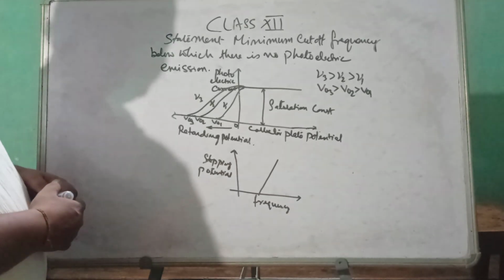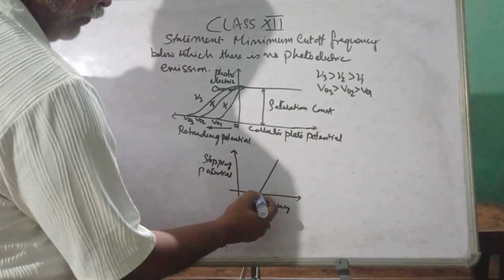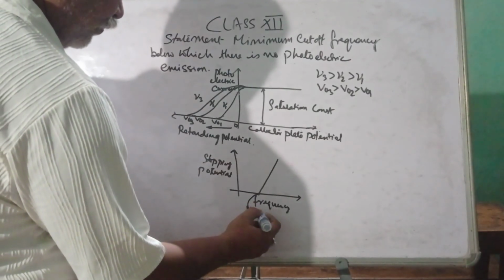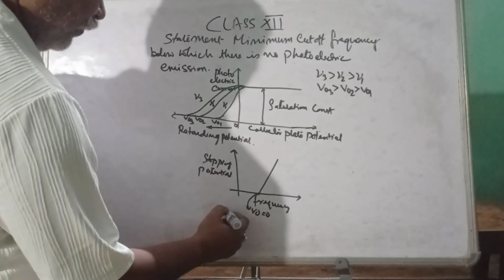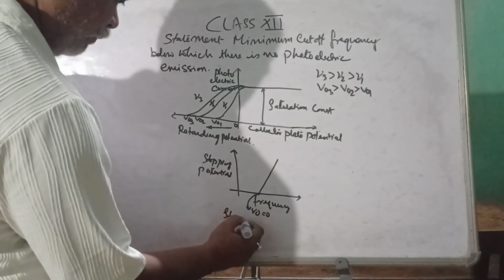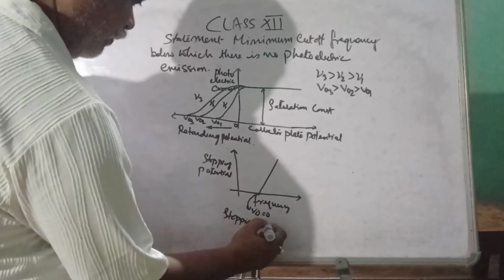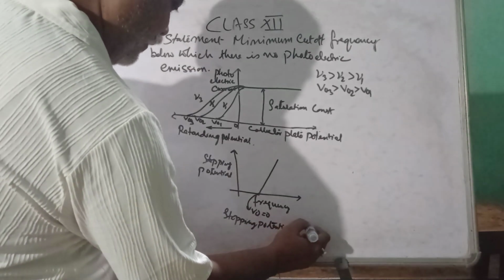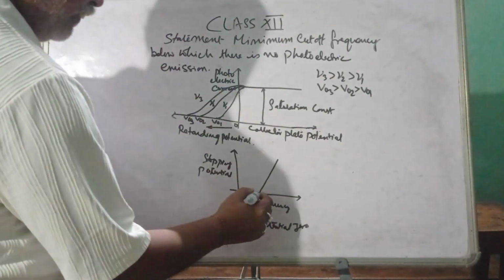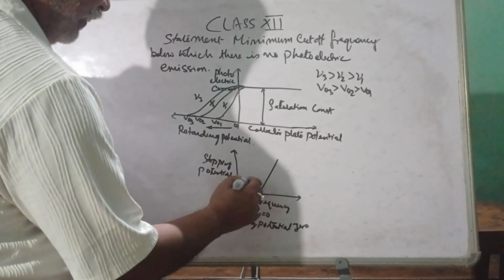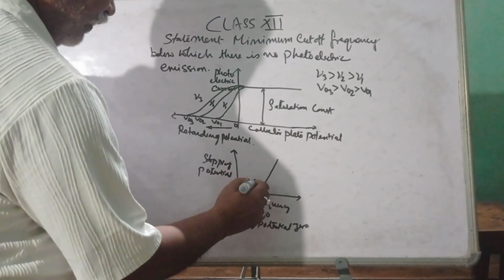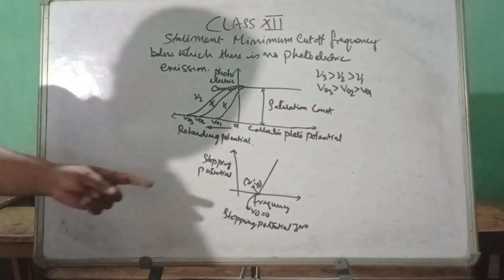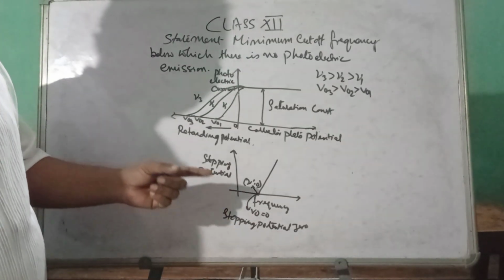Now here, one very important point is that at this point your stopping potential V0 is 0. That means at some frequency here, your stopping potential is 0 at this point. So this gave a very important conclusion.